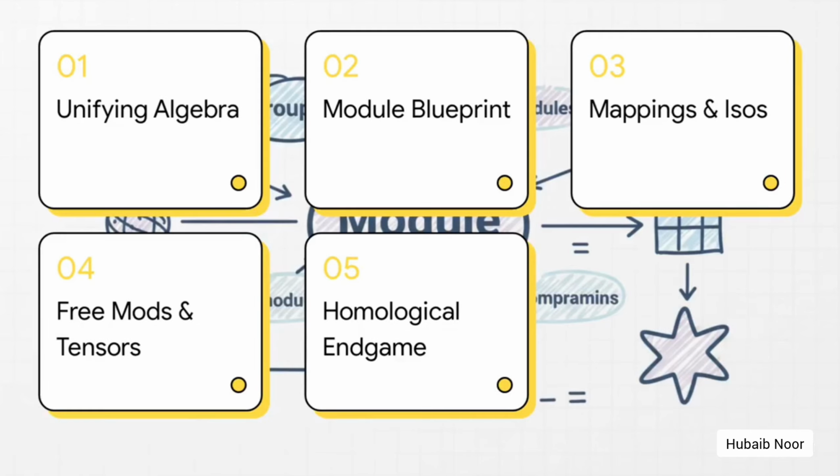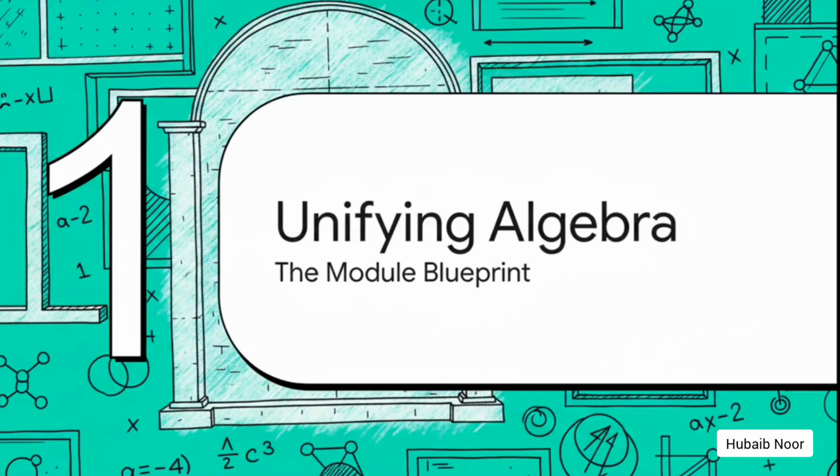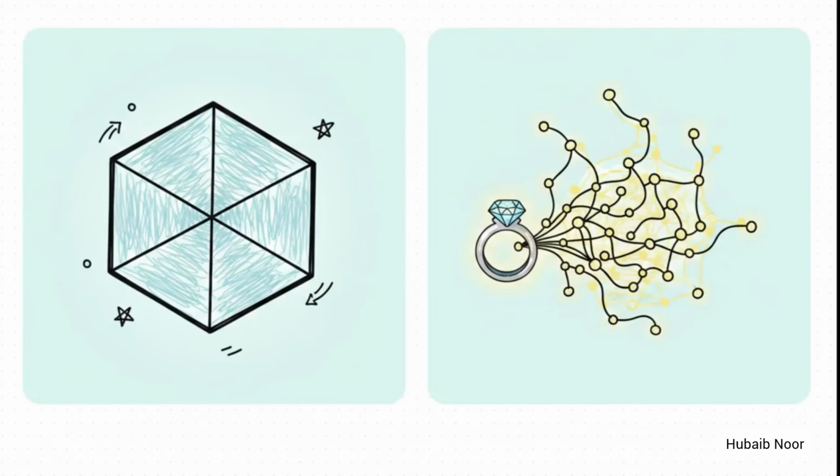All right, let's dive right into part 1, unifying abstract algebra, and take a look at the module blueprint. So standard linear algebra dictates that a vector space demands its scalars come from a field. Think real or complex numbers, where clean division is always a guarantee. But by allowing our scalars to come from a ring instead, like integers or polynomials where you definitely can't always cleanly divide, we unlock a much wilder, way more versatile mathematical universe.